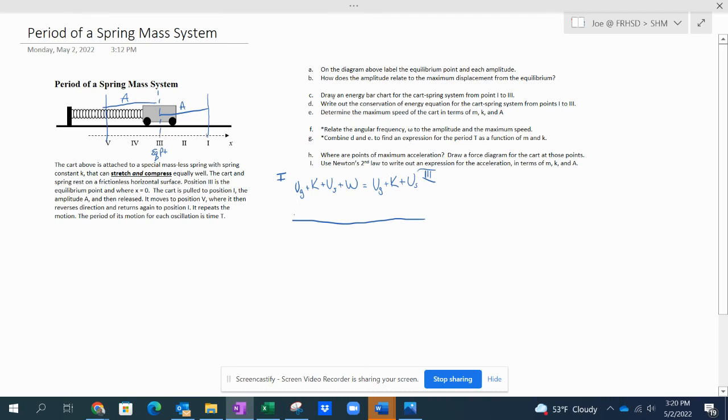All right, so here we are coming back to the spring mass system as it oscillates between your two amplitudes, which I've labeled on the diagram. And it is the maximum displacement from the equilibrium. So we take care of A and B right off the bat.